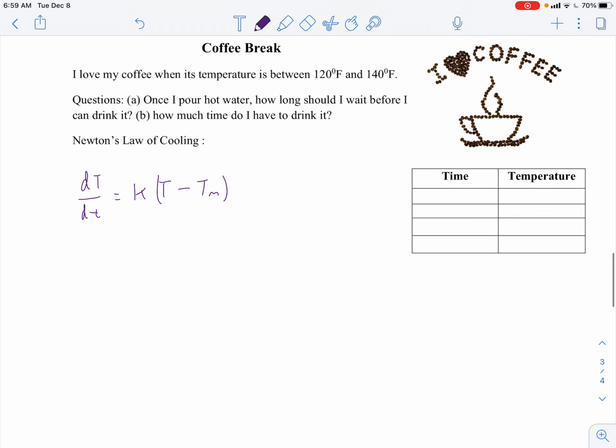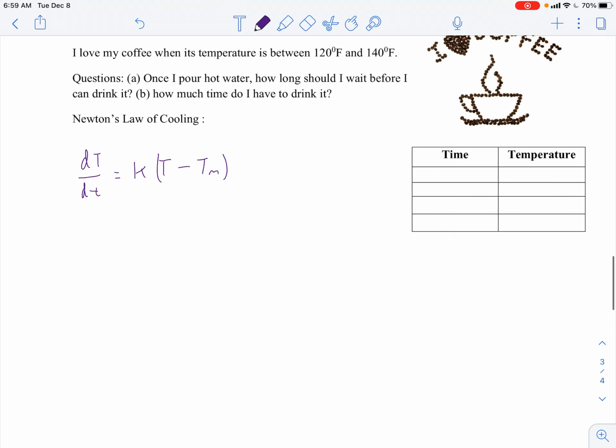So we have Newton's law of cooling, and Newton's law of cooling is stated in purple. What we want to find is when would be the best time I could drink my cup of coffee, and how long should I wait? We're going to do a few measurements. Let's start with the first part of that: what is the surrounding temperature?